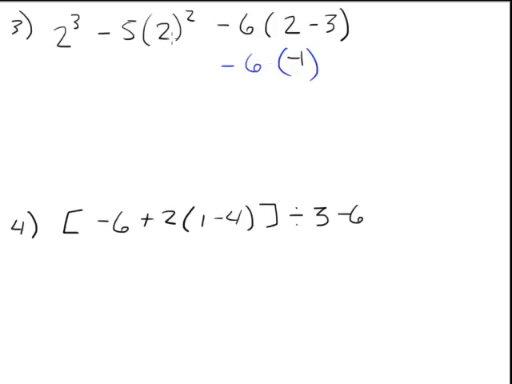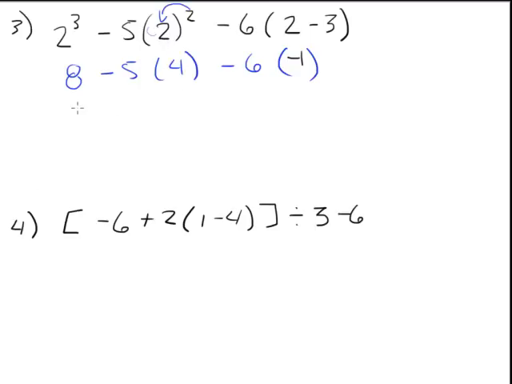And then let's do these exponents here. So 2 times 2 is 4 times 2 is 8. So this one's going to be 8. Minus 5. Then with this guy, it just affects the 2 because there's no sign there. So 2 squared is 4.